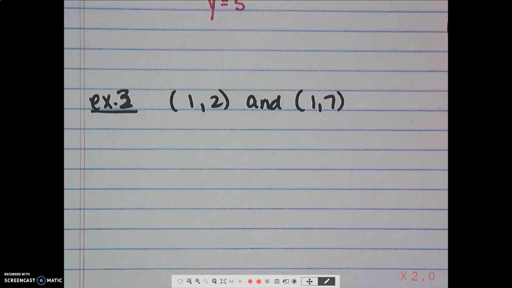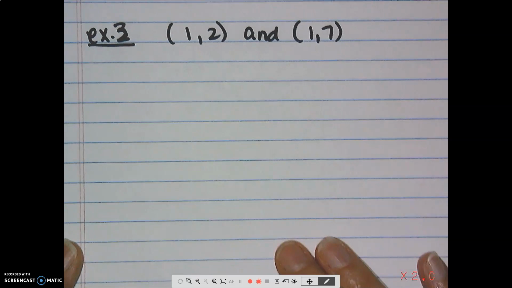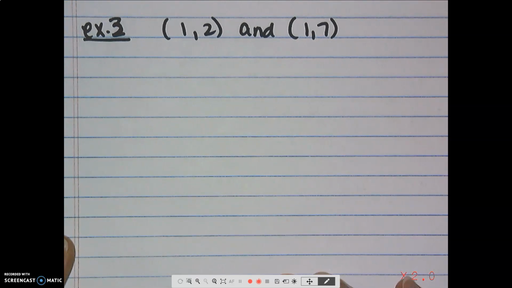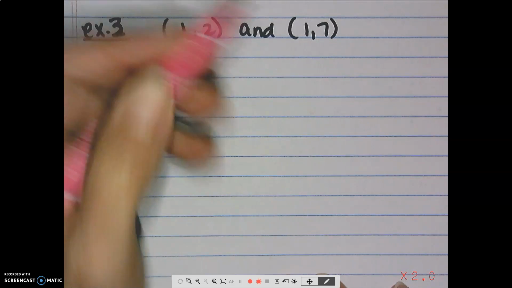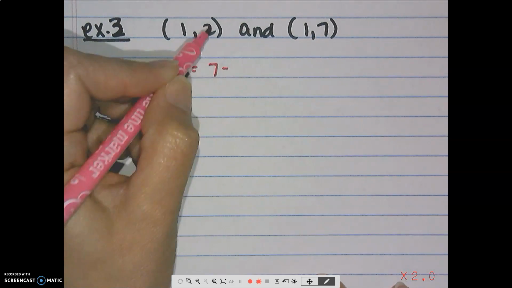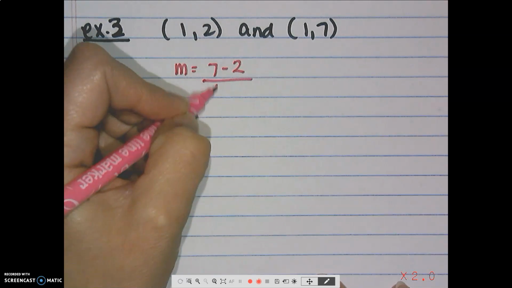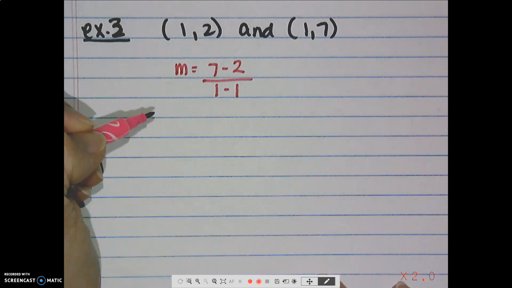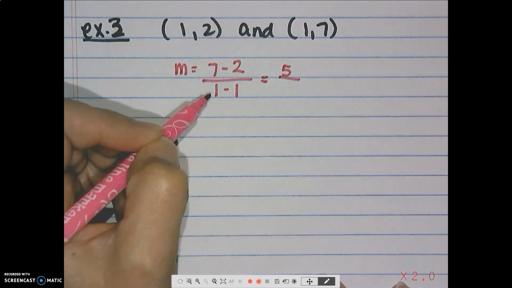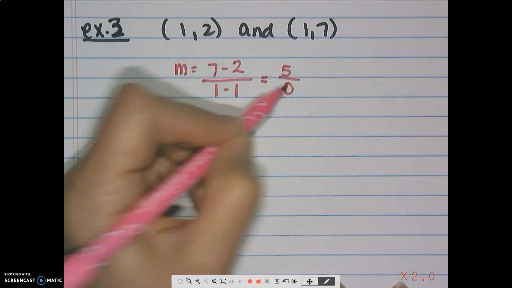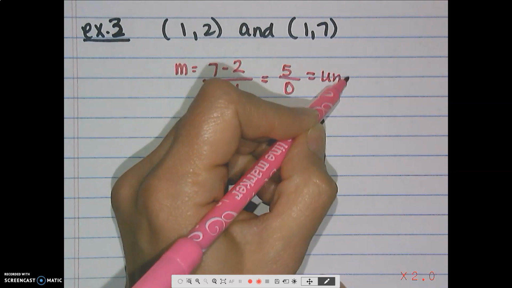All right, let's take a look at another one. So we have the points (1, 2) and (1, 7). And we're going to do the same steps again. So we're going to find the slope between them. So 7 minus 2 divided by 1 minus 1. 7 minus 2 is 5. 1 minus 1 is 0. 5 divided by 0 is undefined.